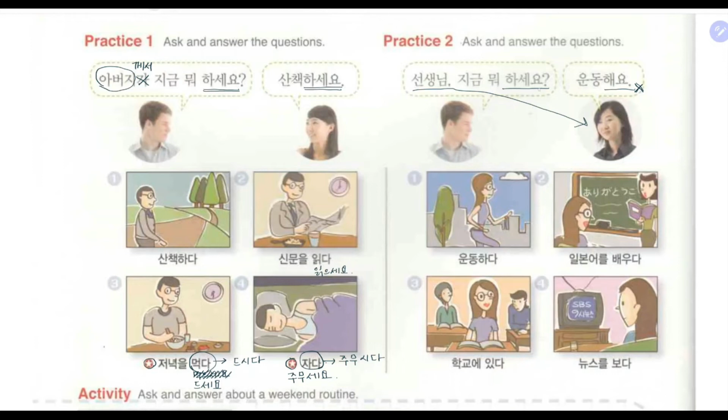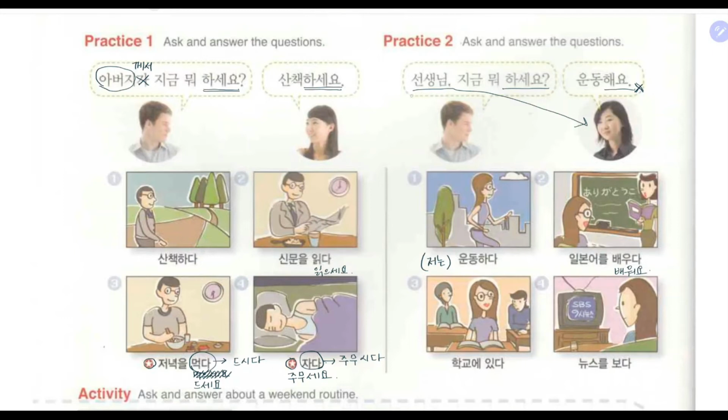선생님, 지금 뭐 하세요? And you don't use honorific form for yourself, isn't it? So she said, 운동해요. 자, hidden subject 뭡니까? 저는 or 제가, 나는 운동해요. 자, number 2. 선생님, 지금 뭐 하세요? 일본어를 배우다. To learn Japanese. 어떻게 말해요? 저는 일본어를 배워요. You don't use honorific form.